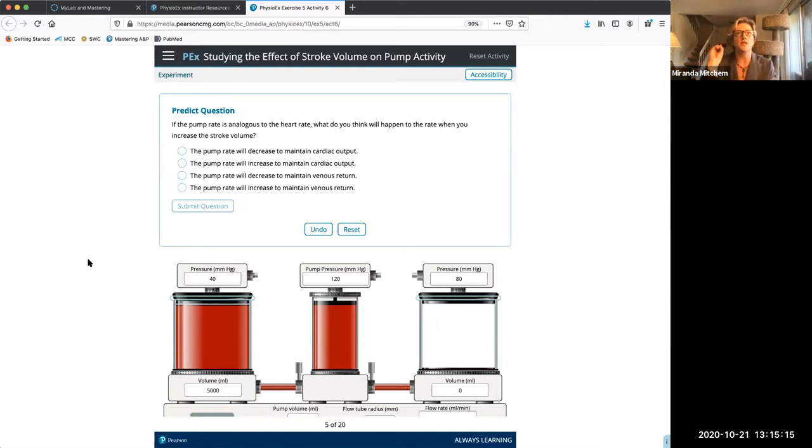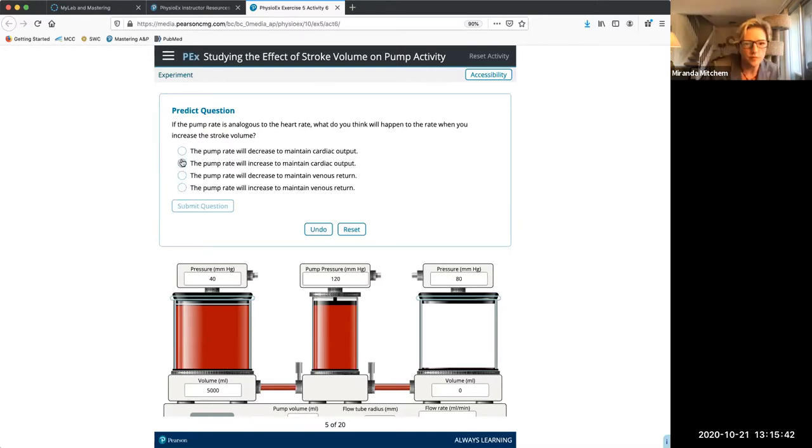So now we're sending more blood through. It's coming out of the venous side and the stroke volume, which is what's coming out, is increased. So the heart rate needs to increase to do that. So our pump rate will either increase to maintain cardiac output or pump rate will increase to maintain the venous return.